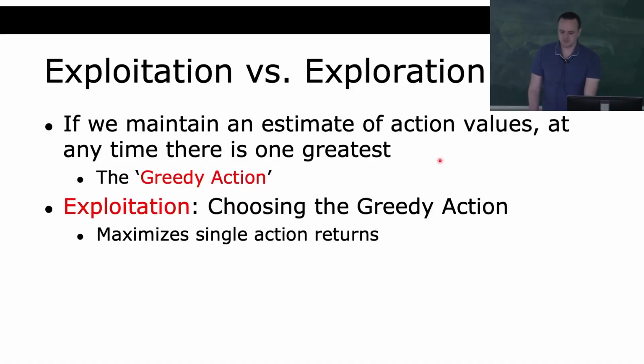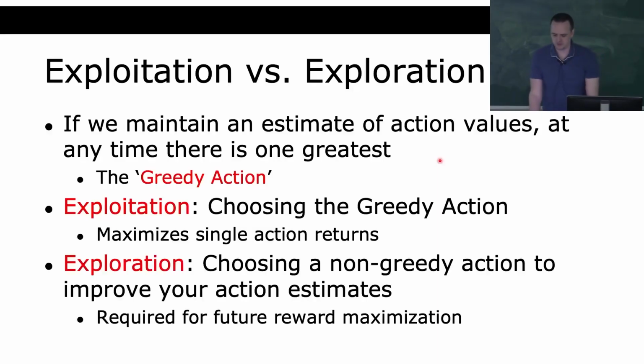So exploitation would be choosing the greedy action. That's exploiting the knowledge that I currently have, and it's going to maximize single action returns. So if I said to you at any given time throughout this process, just maximize the reward you will get on the next action, then you're going to take the one that you currently believe is the highest, right? It's not a trick, it's not complex math. You're just going to say, okay, I think that one is going to give me the best, therefore I do that one.